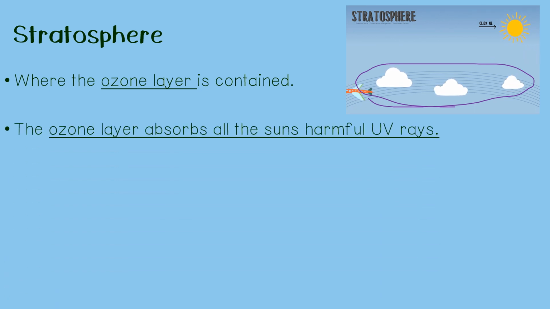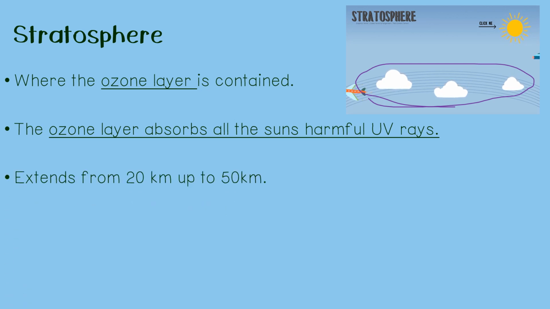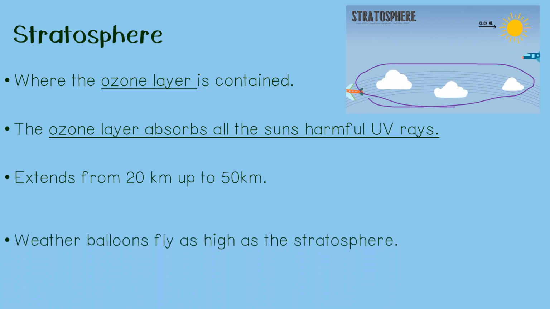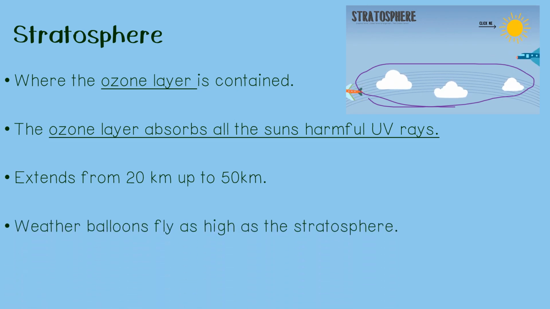So the ozone layer absorbs all the sun's harmful UV rays. The ozone layer is actually really helpful, because it absorbs all those harmful ultraviolet rays from the sun. It extends from 20 kilometers to about 50. Weather balloons fly as high as the stratosphere. Meteorologists send weather balloons up into the air for weather and climate. I don't know much about that because I'm not a meteorologist, but the temperature increases in the stratosphere.